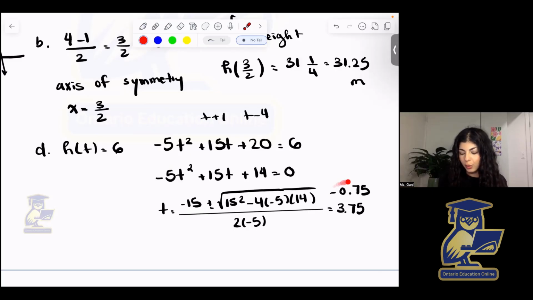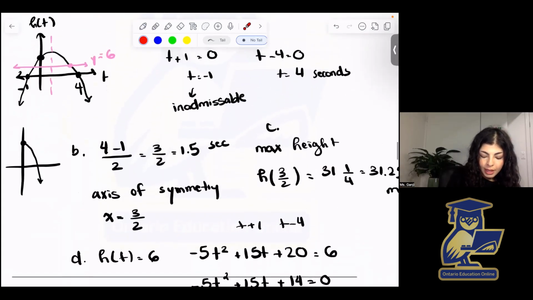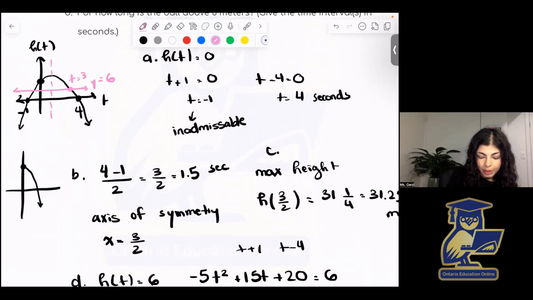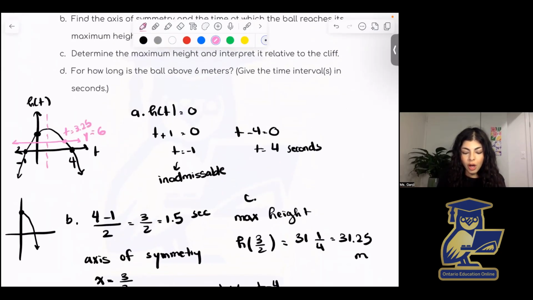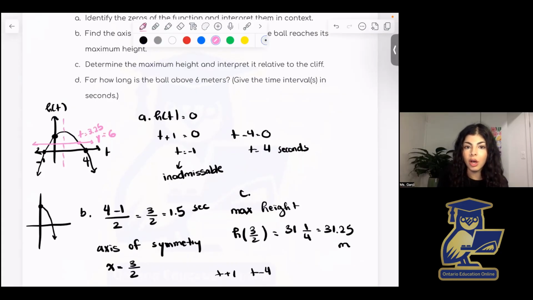And you should have got these two answers, and the negative answer will be inadmissible, so we only accept that 3.75 second answer. So going back to our graph, that means that the time here is 3.25. So between time 0 to 3.25, and not inclusive of 3.25 because we're asked for how long is the ball above 6 meters, not above and including 6 meters.